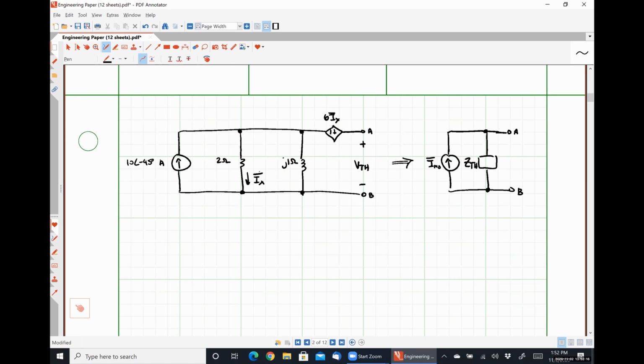I'm going to try to, mesh analysis would absolutely work. Let me start there. But the calculators that we're allowed to use in this class cannot solve a system of equations that has complex numbers in it. So we need to get in the habit of finding ways to avoid using nodal and mesh, if at all possible, because that requires literally the use of a computer.